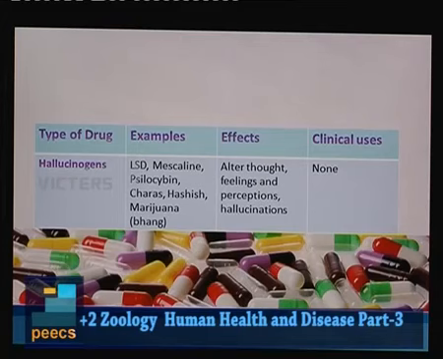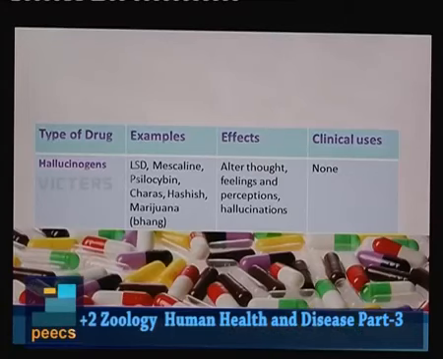And what is the effect? Hallucinogens are supposed to alter thought, feelings and perceptions. So sometimes people say that a person who has taken a hallucinogen will see sound and hear color. People say this in the opposite manner because it alters all the sensory perceptions when they are taking hallucinogenic drugs. And for hallucinogens, as you can see in this table, there are no clinical uses.